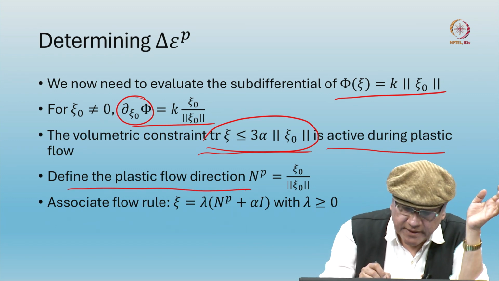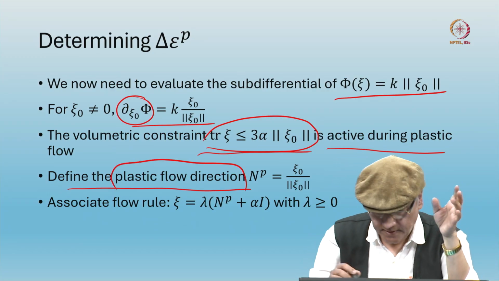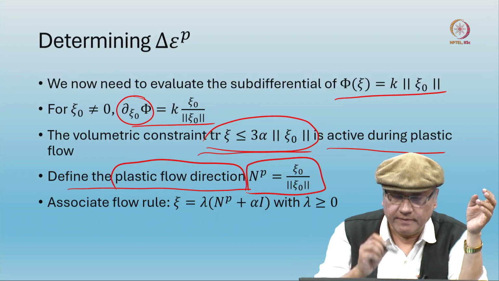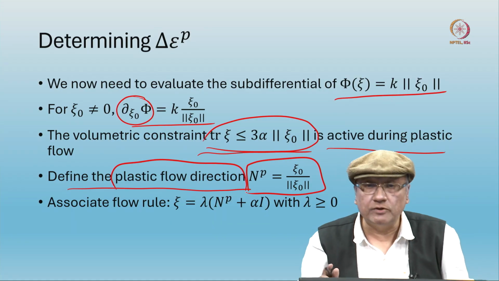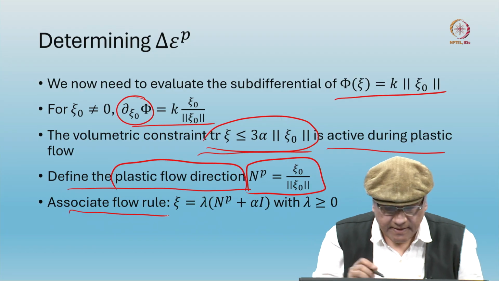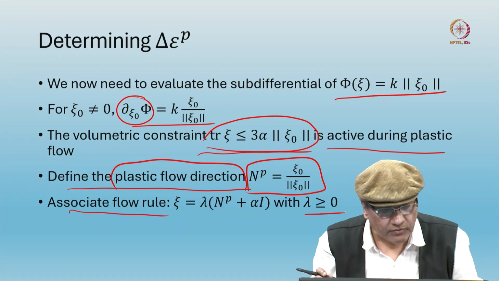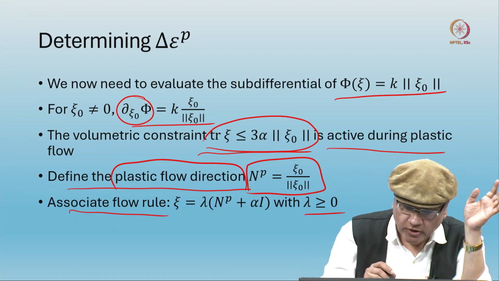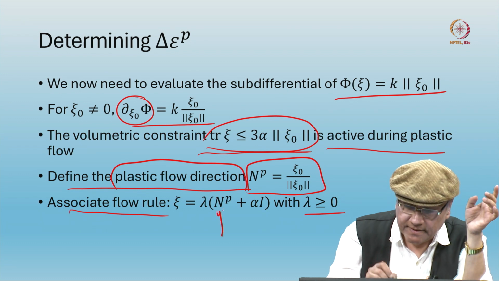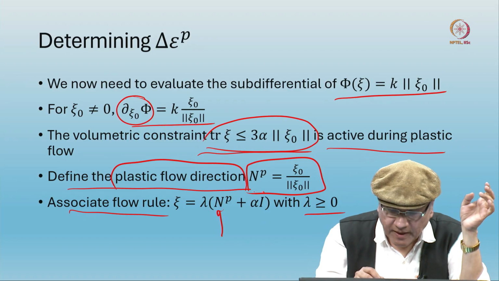Anyway, so define the plastic flow direction for the time being. Even though I call it the plastic flow direction, this is the plastic flow direction corresponding to only the deviatoric part. Remember that this is not the overall plastic flow direction. Np equals xi 0 divided by norm of xi 0. The associated flow rule, therefore, I can write as lambda times Np plus alpha I. Lambda is still not determined. Okay. So, basically, you see that now the direction of the plastic flow is not just Np, but there is an extra term alpha I.